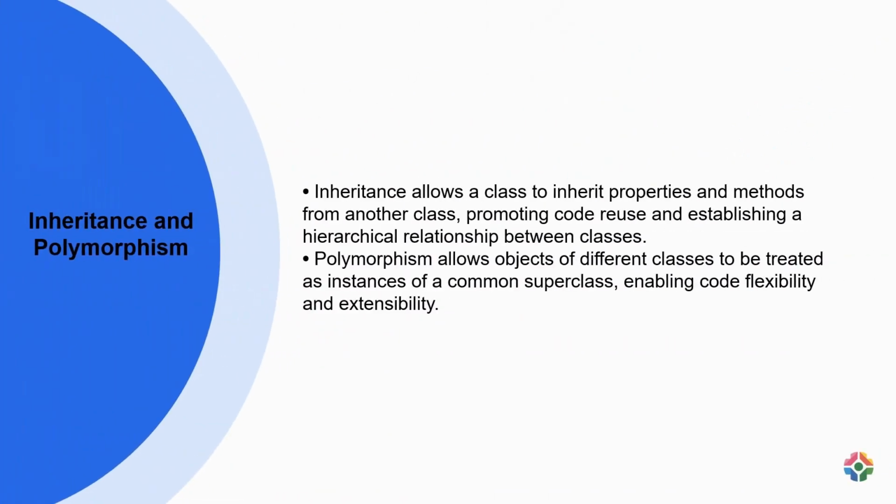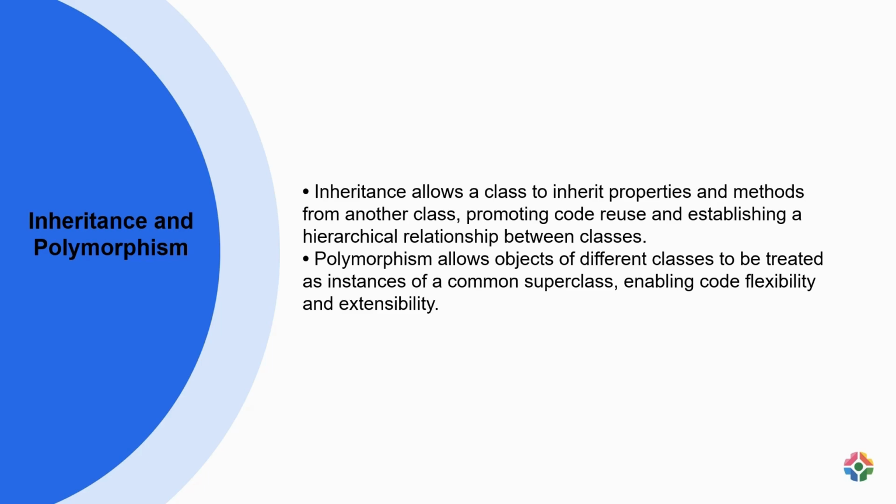Inheritance facilitates code reuse by enabling a class to inherit properties and methods from another class, establishing a hierarchical relationship. For instance, a vehicle class can be inherited by subclasses like car and truck, inheriting properties like wheels and methods like drive. Polymorphism allows objects of different classes to be treated as instances of a common superclass.